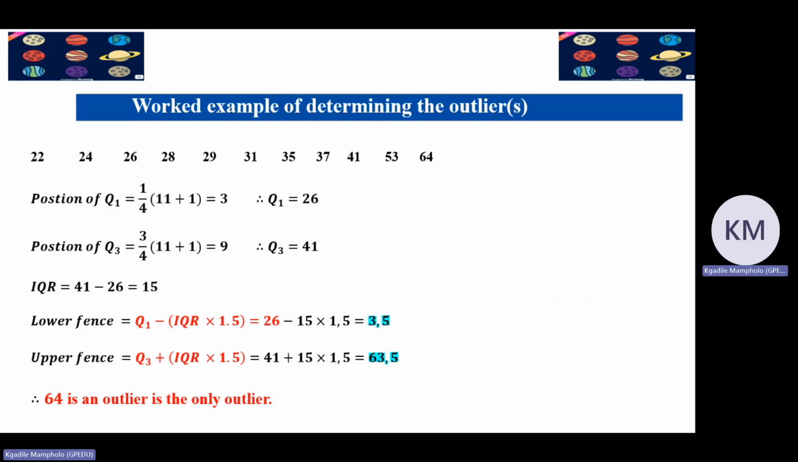The answer will be 63.5. Now, let's check whether there is a mark or a score here which falls outside the fences. In this case, you see that 64 is not between the two fences. So if this is the case, then 64 is an outlier. As long as that score falls outside the fences, if you followed the method, then you will know which one is an outlier. So because 64 in this case falls outside the fences, it is said to be an outlier.